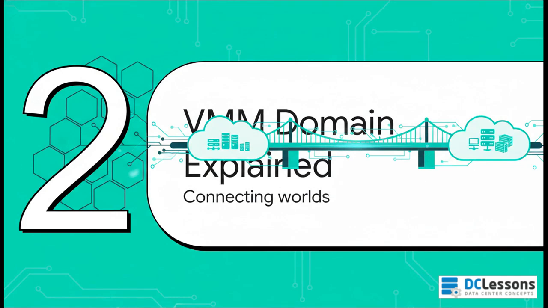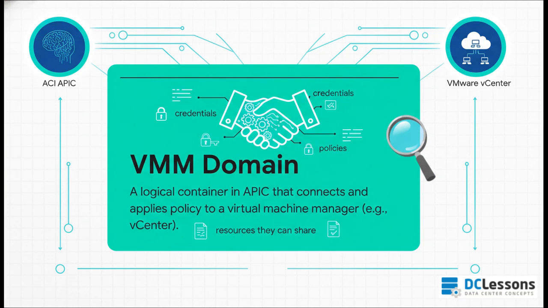Okay, so how does ACI actually build this bridge between the physical and virtual worlds? Well, the answer lies in this really foundational component called the Virtual Machine Manager domain, or, as we'll call it, the VMM domain. I want you to think of the VMM domain as the official handshake between ACI's brain, which is the APIC controller, and the virtualization platform's brain, like VMware's vCenter. It's basically a logical container where you define how these two powerhouse systems are going to talk to each other. What credentials they'll use, what resources they can share, and which policies apply.